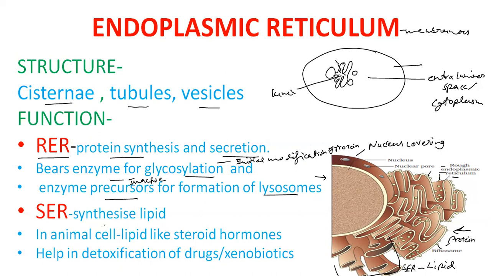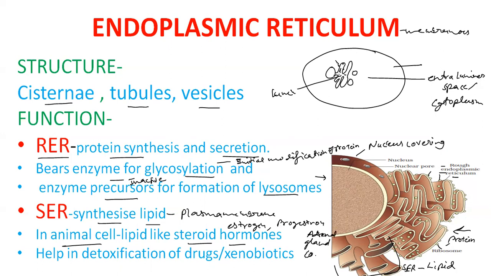Now the smooth endoplasmic reticulum synthesizes lipid, and lipid is used in our body, like the plasma membrane. The plasma membrane is made up of lipid. In animal cells, lipids like steroid hormones, like estrogen and progesterone, are produced by the SER. These hormones are produced in the adrenal gland cortex, so in the adrenal gland cortex the SER is more developed.